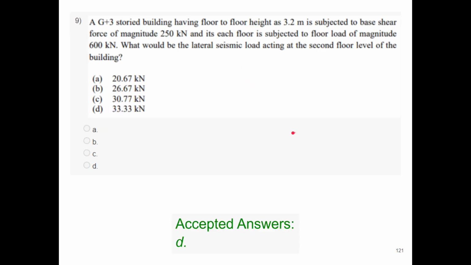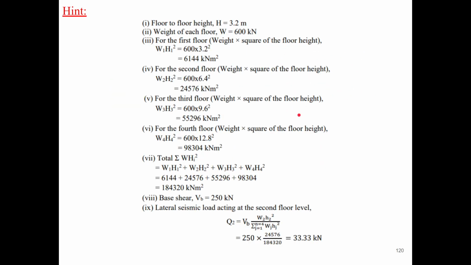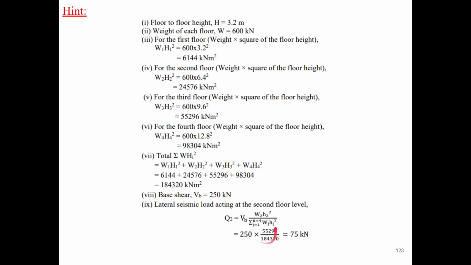So basically it is the same as the last question, only difference is instead of second floor we have to find at the third floor. What is the lateral seismic load acting? So therefore it will be equal to 250 into 55296 by 184320. So you just have to replace 24576 with 55296. As you can see, this is only what they have done.